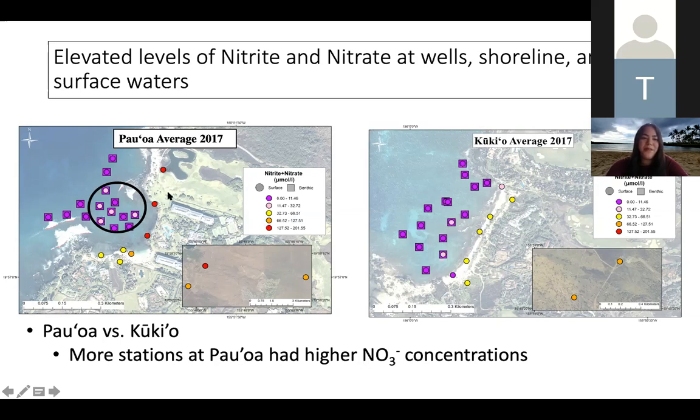So these warmer colors here are 127 to 201 micromoles per liter. But I think more research and possibly modeling of these inputs can help identify the greater magnitude of it.